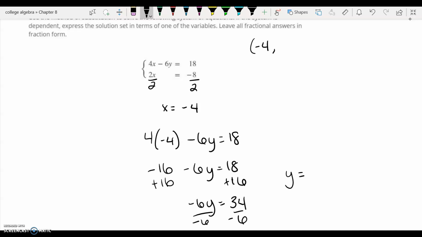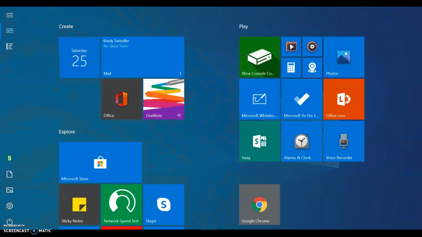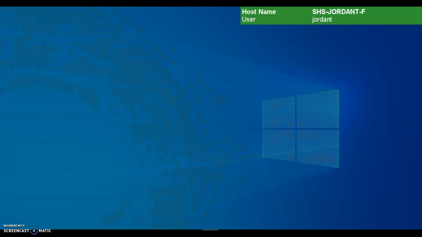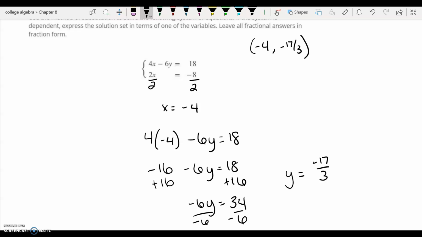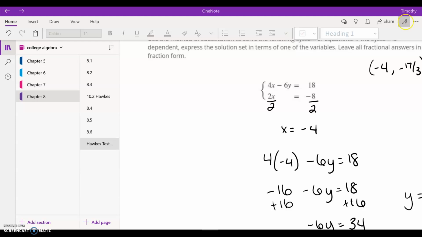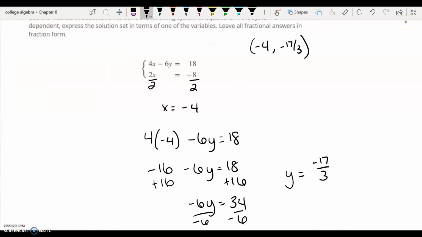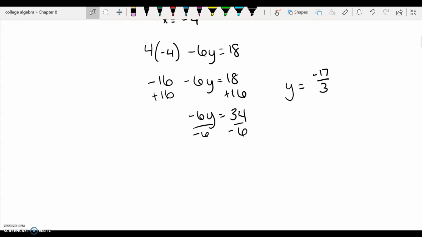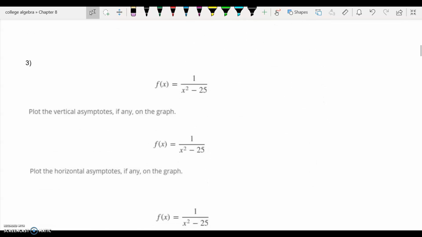Just simplify your fraction. And that would be your answer to that one. So that's substitution. So that's questions 1 and 2.